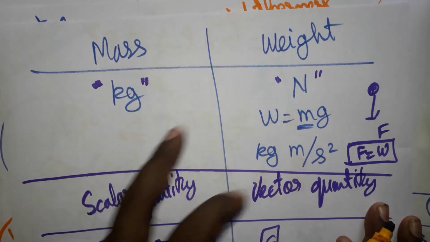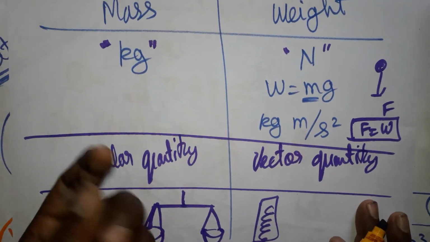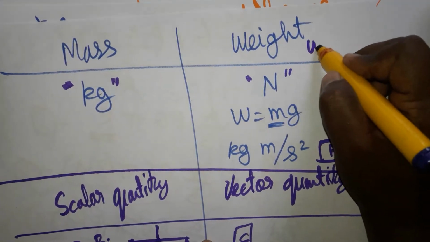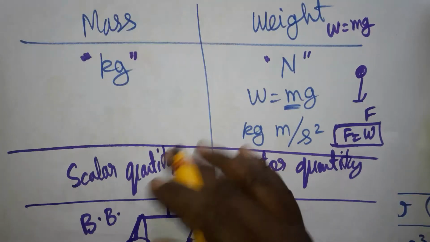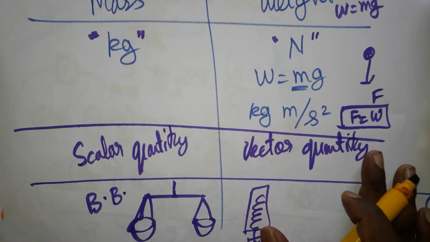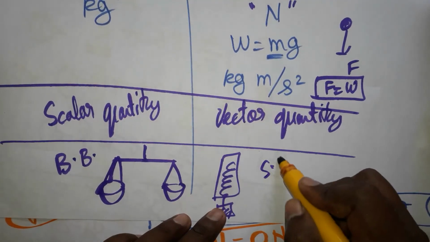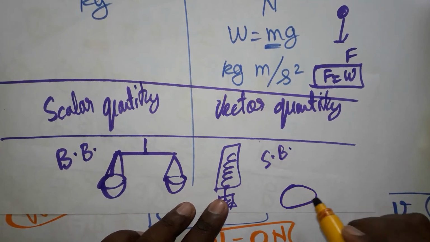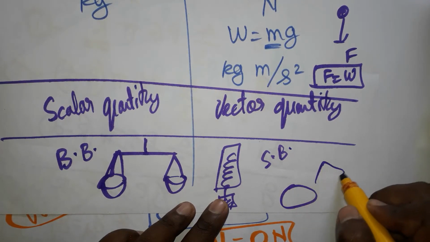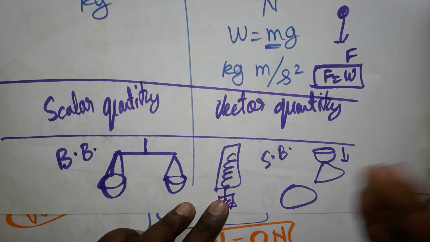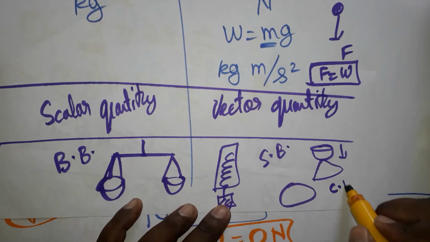Mass is in kg, weight is in Newton. Mass is the quantity of matter contained in the object. Weight is equal to mass into gravity. Mass is a scalar quantity, weight is a vector quantity. Mass is measured by beam balance or physical balance, and weight is measured by spring balance or compression balance. A compression balance will be like this. Using a spring, we compress it, and this compression technique is used in the compression balance.